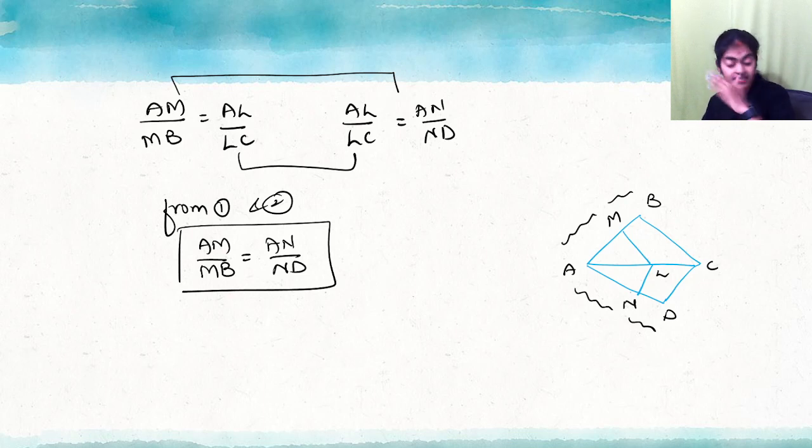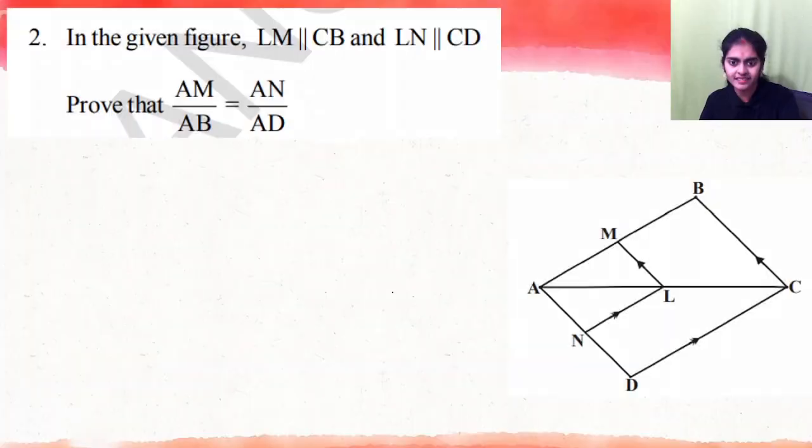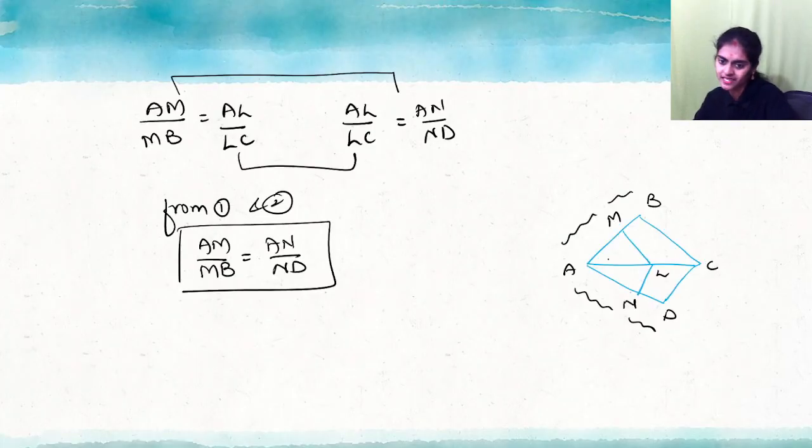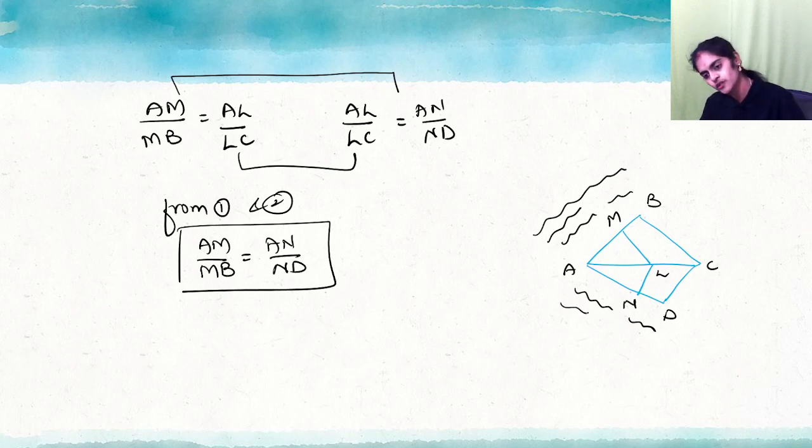Okay. But they are not asking you to prove this. So this was simple till here. They are not asking you to prove till here. They are asking you to prove AM by AB, so this part AM by the total AB is equal to AN by total AD. Okay, so let's see how we can do that.